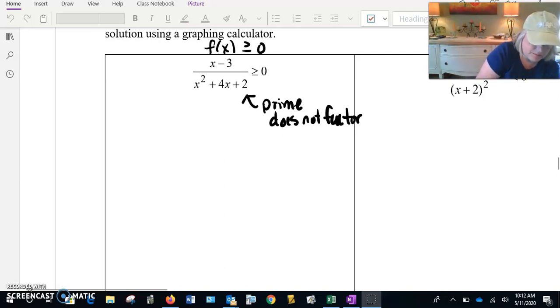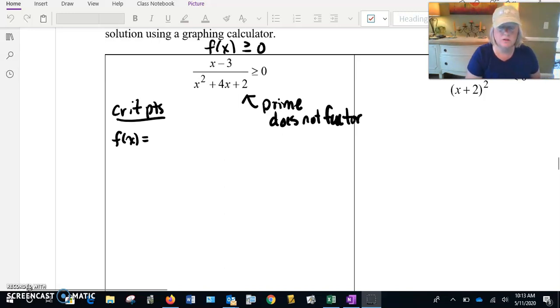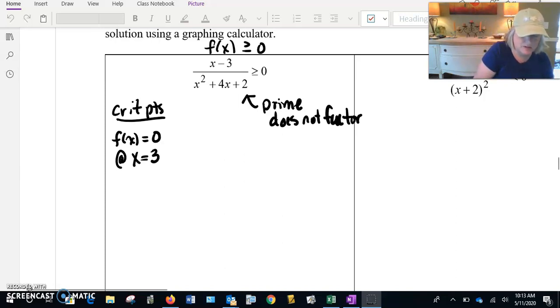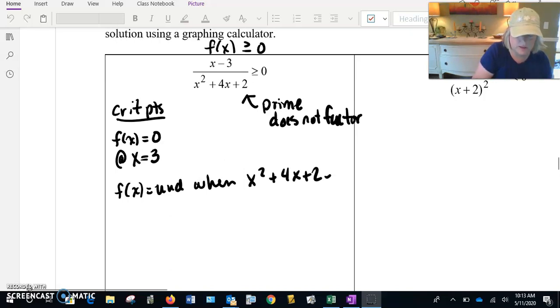So I am going to find my critical points at this point. I'm calling this one f of x. So f of x equals 0 when the numerator equals 0, and the numerator equals 0 easily at x equal to 3. So we add that in. Then we take a look at the denominator, and we have to solve for that. f of x is undefined when x squared plus 4x plus 2 equals 0.